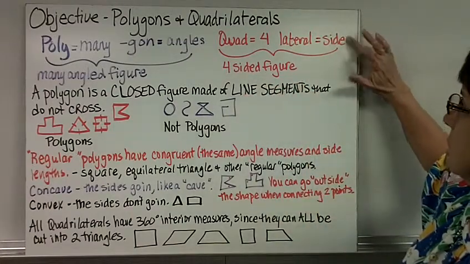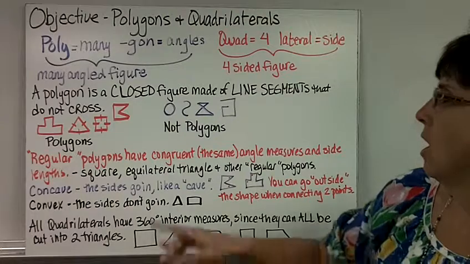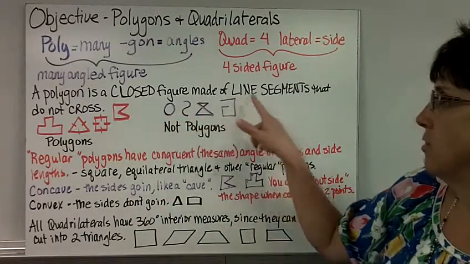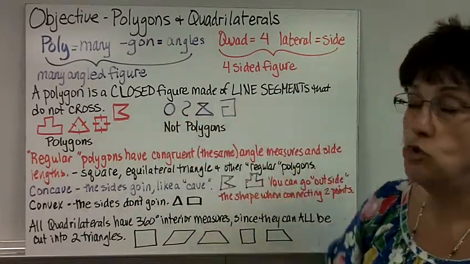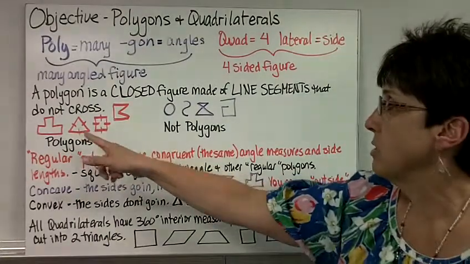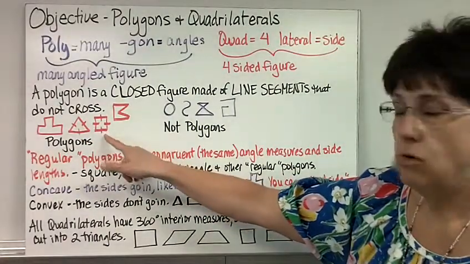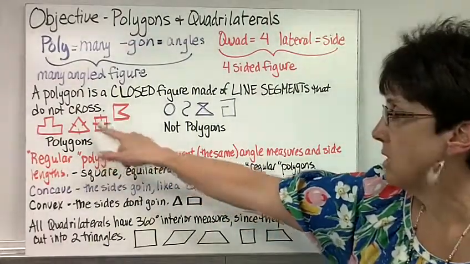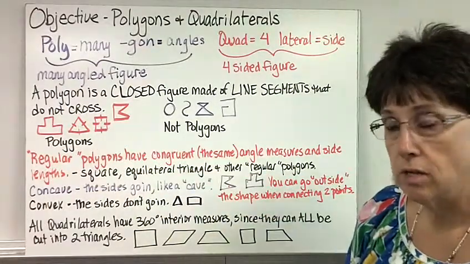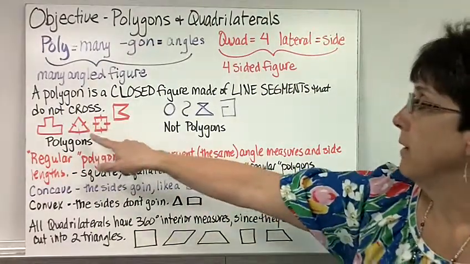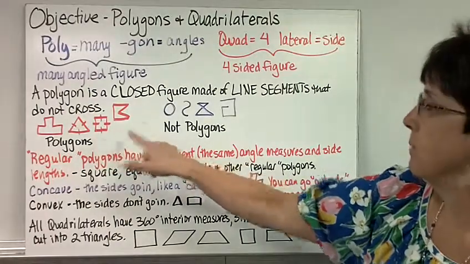I'm going to cross that off. I like it to just say side. A polygon is a closed figure made of line segments that do not cross. These are examples of polygons. And remember, the tick marks, these lines going through, tell you that those sides are congruent. Okay, so these we're going to talk about in a minute.